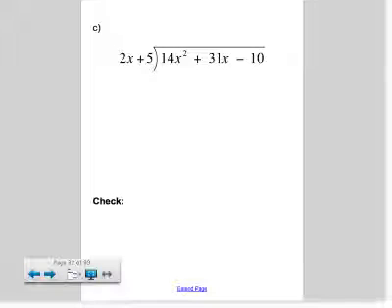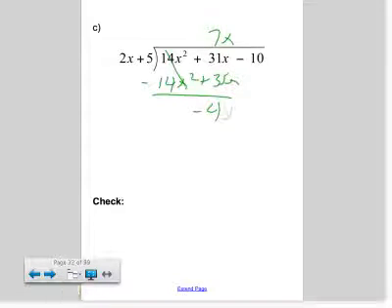That's fine. 2x goes into 14x squared 7x times. So I get 14x squared plus 35x. And again, we're subtracting here. 14x squared minus 14x squared cancels. 31x minus 35x is negative 4x. Bring down the negative 10.